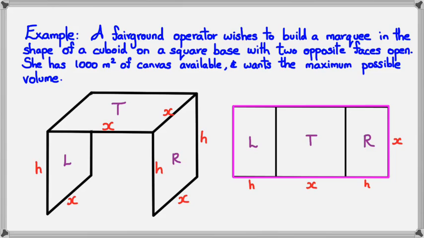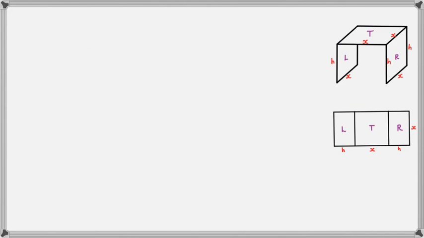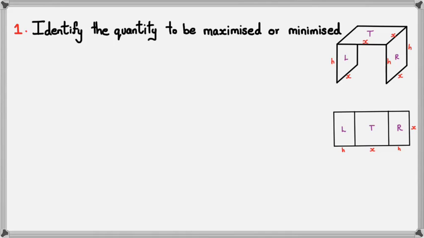Now that we have all this information, we'll go to step 1 and work through from step 1 to step 7. I've just drawn up the 2 shapes right next to each other for quick reference. The first bullet point was identify the quantity to be maximized or minimized. In this case, we wanted to work out volume. Volume of a cuboid is equal to length times width times height. It doesn't matter which way you do it, you're going to end up with x times x times h, or x squared h.